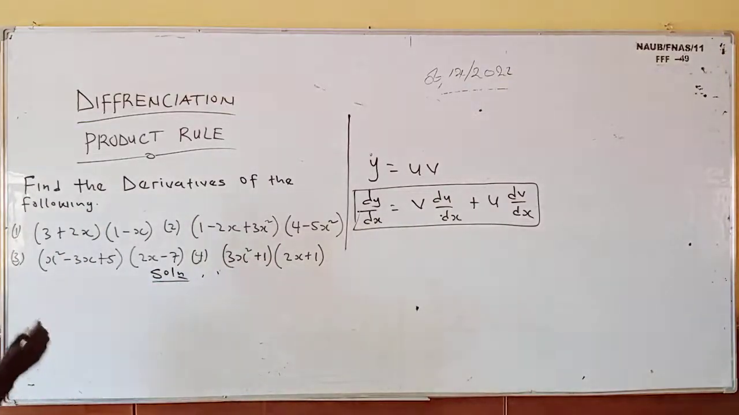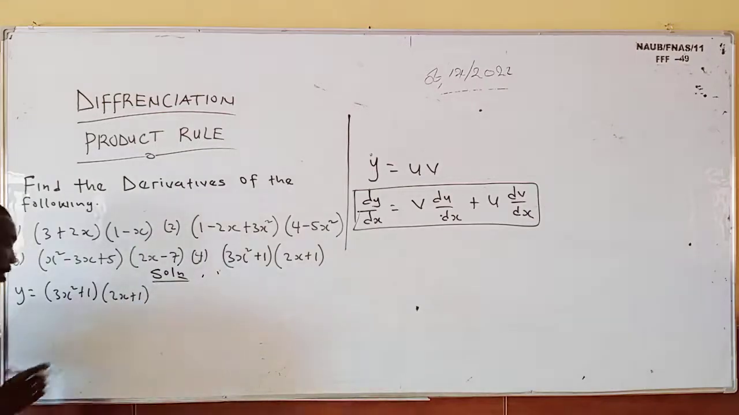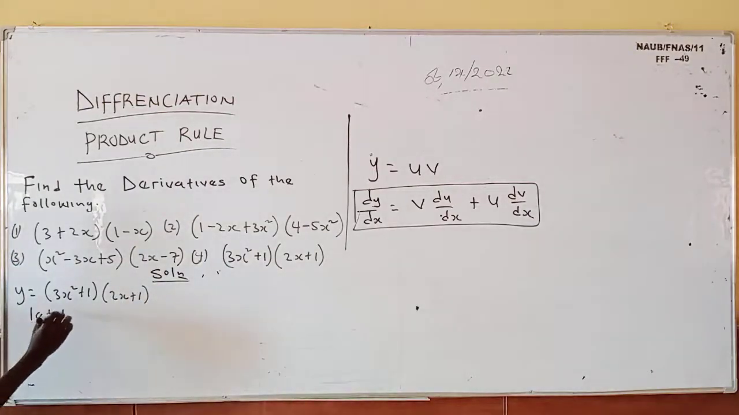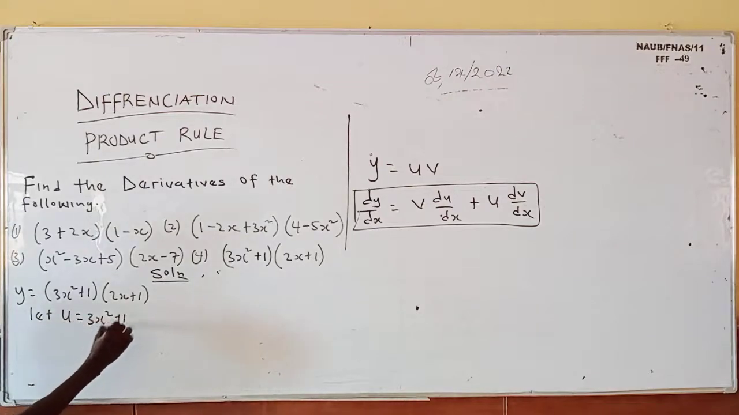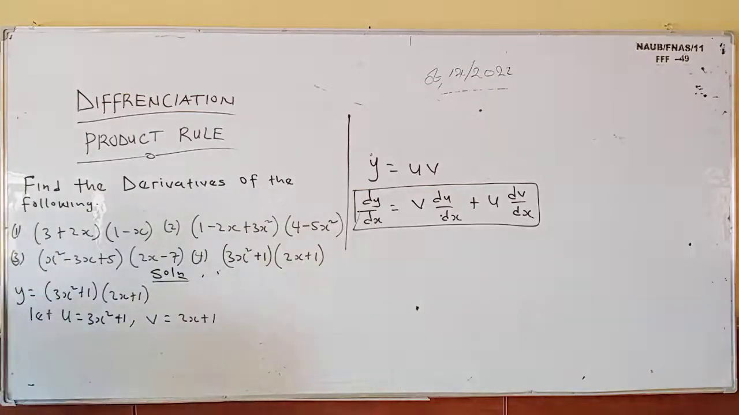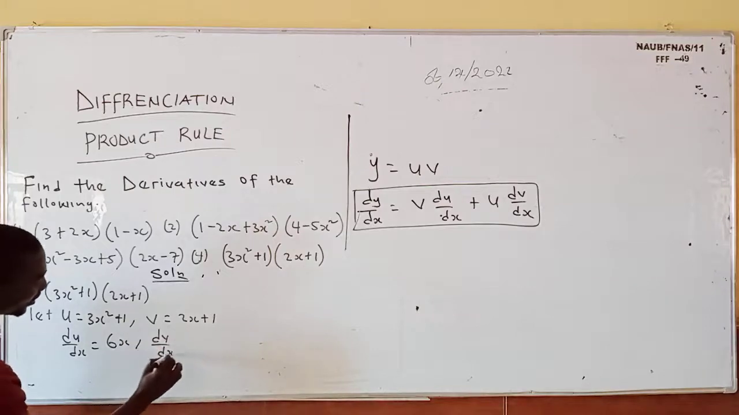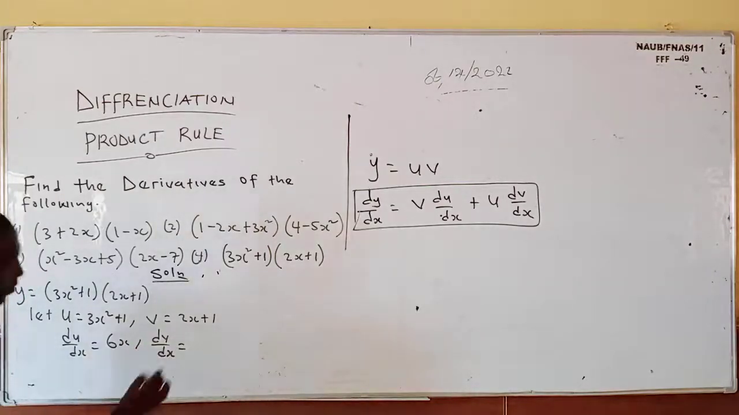Question number 4 is y equals 3s squared plus 1, into 2s plus 1. So the first thing you are going to do is say let u equal 3s squared plus 1 and v equal 2s plus 1. Then the next thing is differentiate u with respect to s. So you are going to have du/ds equal to 6s. And if you differentiate v with respect to s, dv/ds is equal to 2.